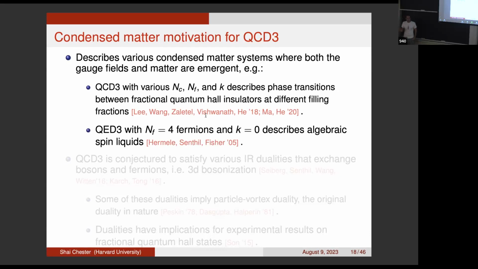This would also be interesting because it would be a way of studying gauge theory in the lab in a much simpler context. You don't need a particle accelerator to study gauge theory. You don't need nuclear bombs. You could study it just using your tabletop condensed matter experimental apparatus.